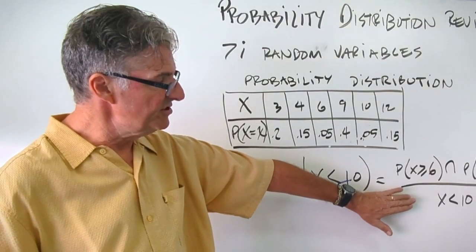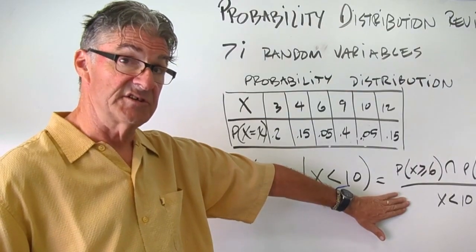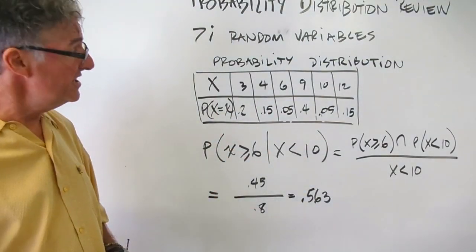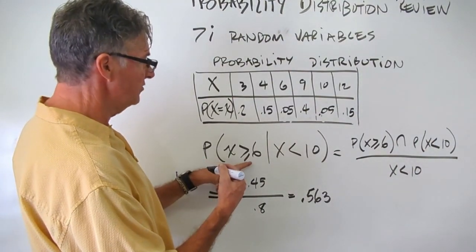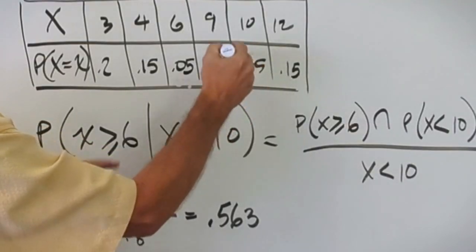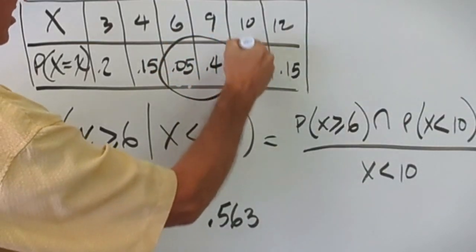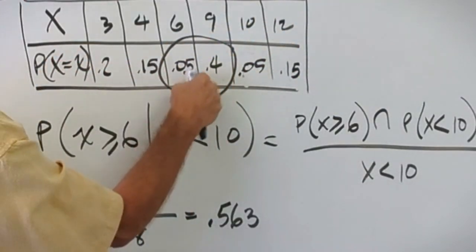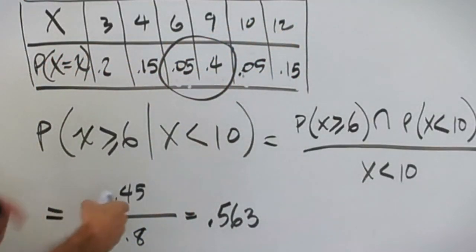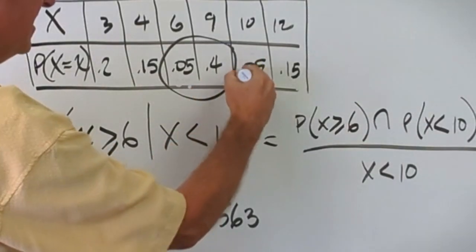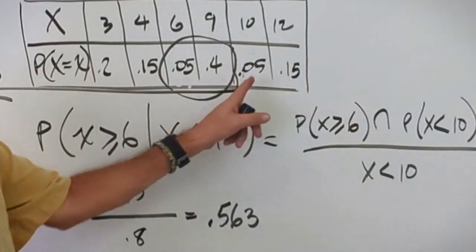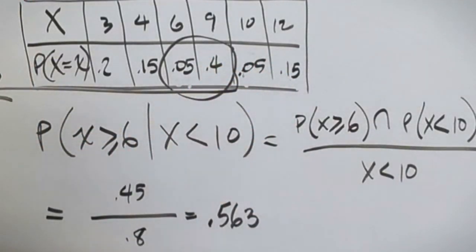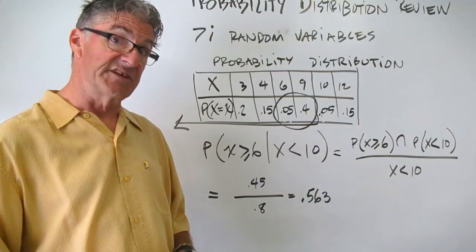So I went ahead and sketched this out. I'd like you to pause the video and do that calculation. So what I did is the intersection is the probability where it satisfies both, greater than or equal to 6 and less than 10. And that really is just here, less than 10, but greater than or equal to 6. So that's 0.45. The probability that it's less than 10 is all of those. Okay, so the probability that it's 10 or greater is 0.2, so less than 10 has to be 0.8, and then I divided through and I got 0.563 or 56.3%.